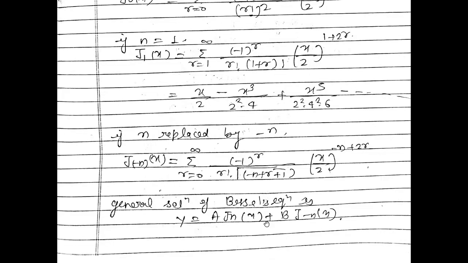So our general solution of Bessel's equation is y is equal to A Jn(x) plus B J-n(x), right? So this is your one complete solution for Bessel's equation. That means for the positive integer n and also the negative integer n, add both of them, then this is your complete solution. Just as, for example, in our ordinary differential equation, CF plus PI is the complete solution if your right hand side is not equal to 0. Same as it is, positive integer solution plus negative integer solution, both will be our complete solution, right?